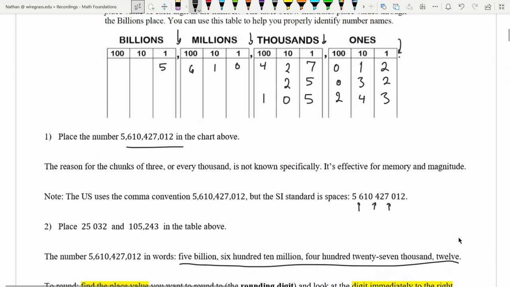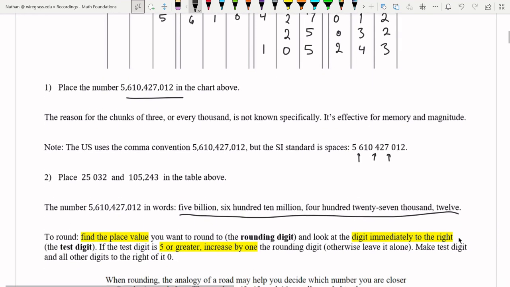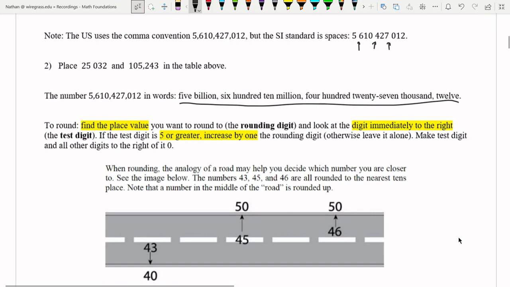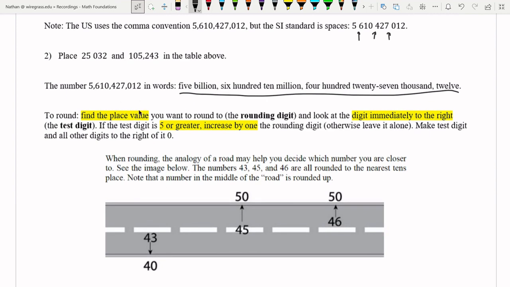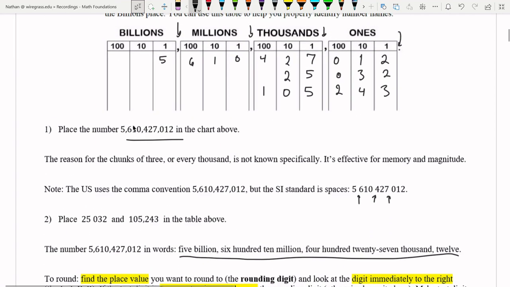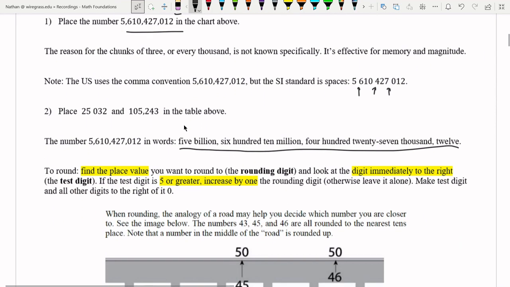Okay, now talking about very large numbers can be difficult, so we like to round to simplify what we're talking about. And when you're rounding, you want to find the place value you're talking about. Of course, each one of these is a place value, and each place value has a different magnitude of value. So as you go more and more to the left, you're talking about larger and larger places, larger and larger values of those places. So you're going to find the place value that you want to round to. This is called the rounding digit.